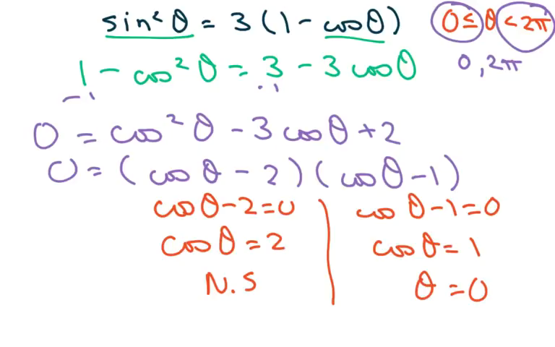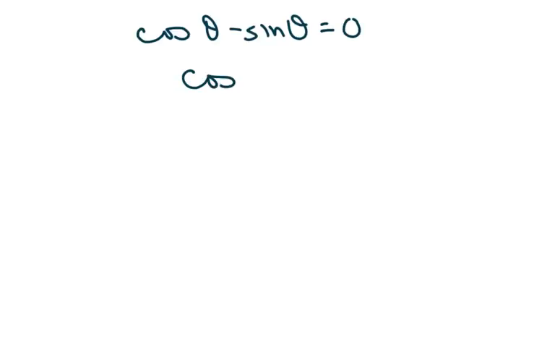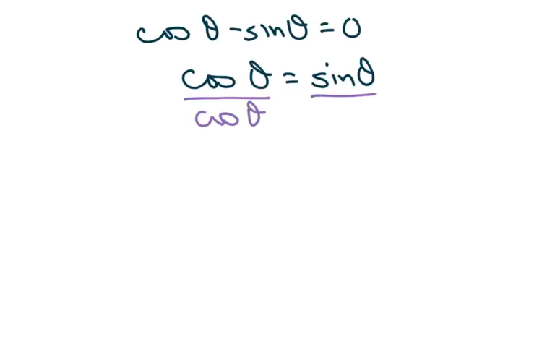Okay, and the last one we have is cosine of theta minus sine of theta equals 0. I'm going to go ahead and move the sine over. I'm adding it to both sides. And I think I'll go ahead and divide both sides by cosine. So you get 1 equals tan of theta.